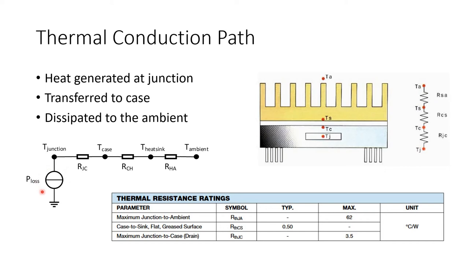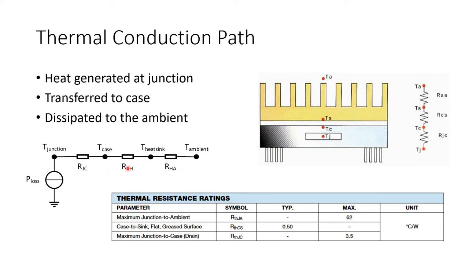We have a heat source again. This power loss component represents the conduction and switching losses on the MOSFET. We have different thermal resistances this time. We have junction to case thermal resistances. Now this junction to case thermal resistance, we cannot change this parameter. It is specified in the datasheet of the manufacturer.